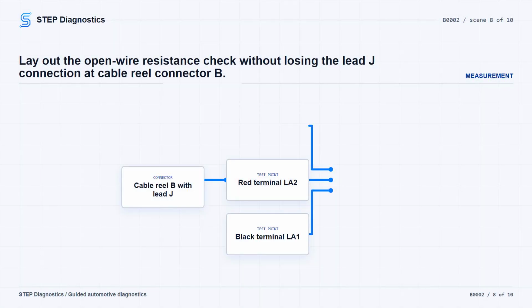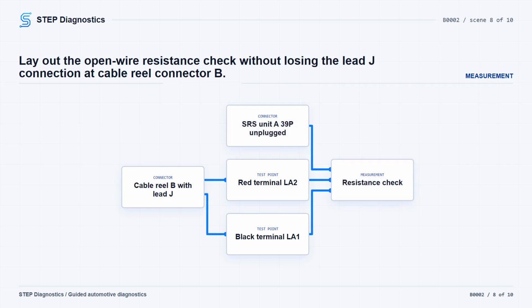For the open wire check, turn the ignition switch to LOCK (0), disconnect the negative battery cable, and wait at least 3 minutes. Disconnect SRS unit connector A, the 39P connector. Now disconnect the SRS inflator simulator from SRS simulator lead J, but do not disconnect SRS simulator lead J from cable reel connector B on the dashboard wire harness.